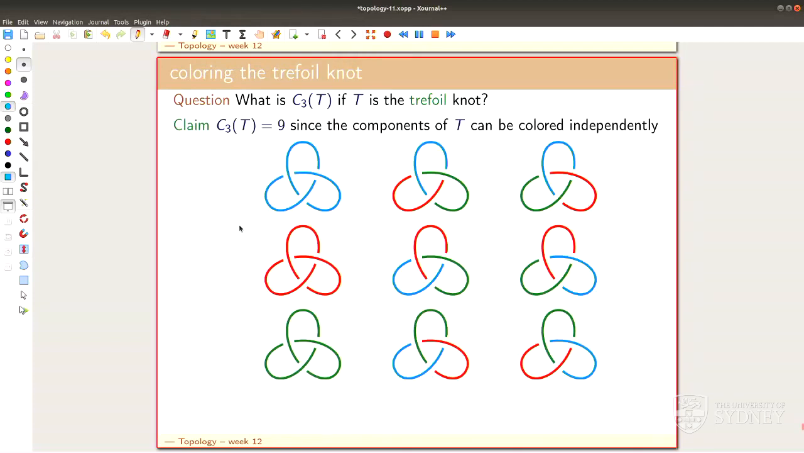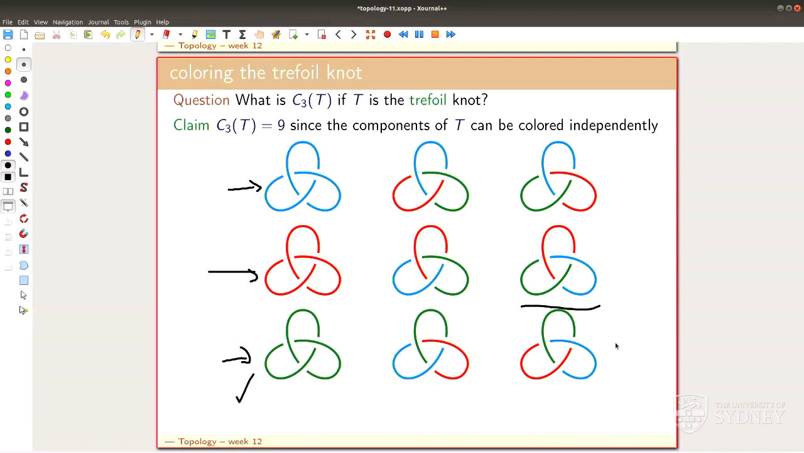I have some pictures. There you go. So I claim the number is 9. So we have the 3 monochromatic solutions. I hope we understand those. OK, so fine, we check them. But we have other solutions as well. And the only thing we need to make sure, let's look at this one here, for example, is that at every crossing, we have all 3 colors present.